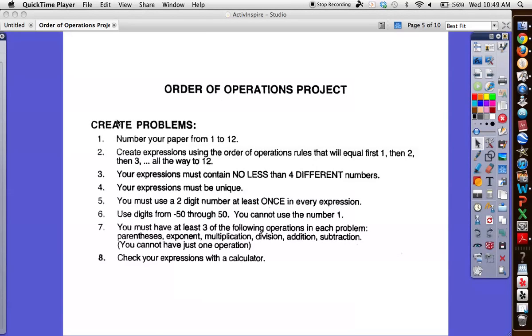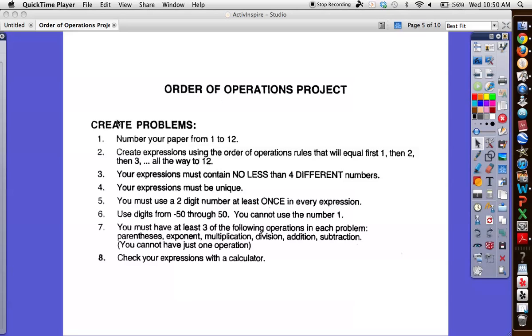Let's talk about the first project you're going to do this year. The Order of Operations project will be a great review for you to think about what's the proper way to evaluate expressions. What order do you go in? We talked about that a little bit in class. You explored that a little bit. This will be a way for you to creatively think about the order of operations.